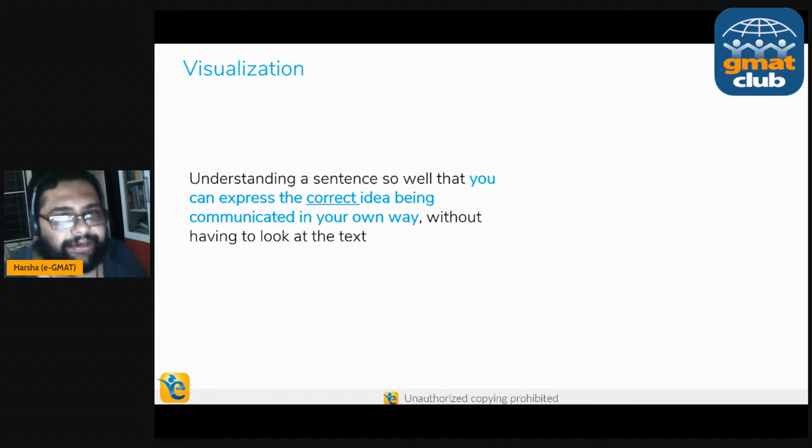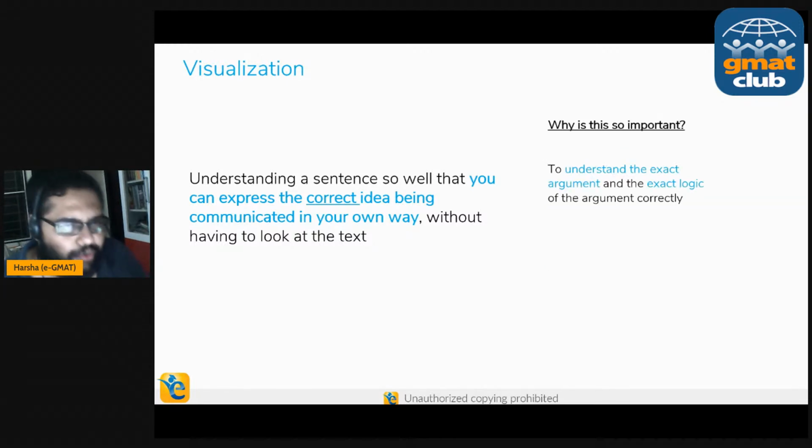So let's get right into it. Why is this so important? Because it's only at this level that you're picking up those exact nuances. So what is the exact conclusion? What is the exact logic? What are those other details that should be there in your brain when you're doing this analysis?